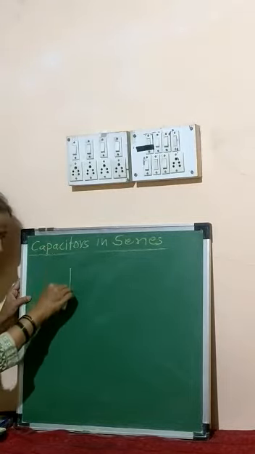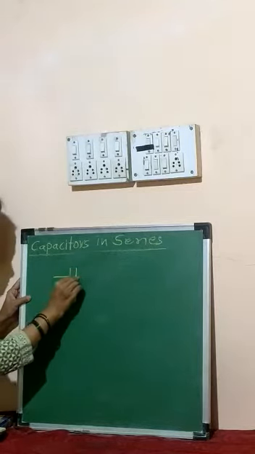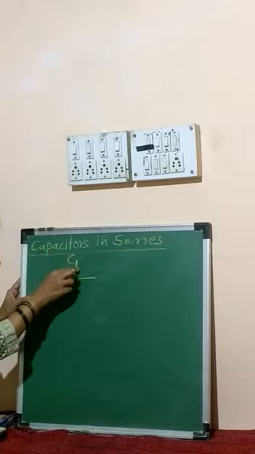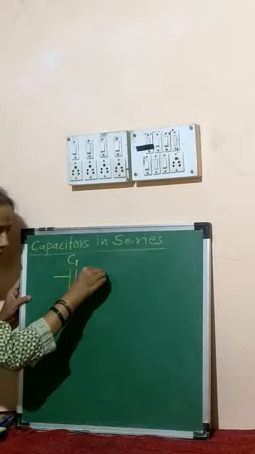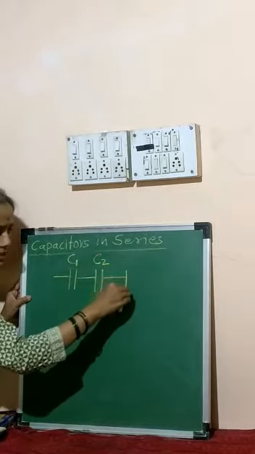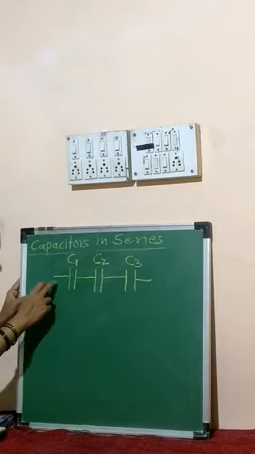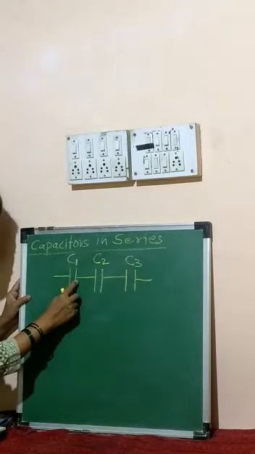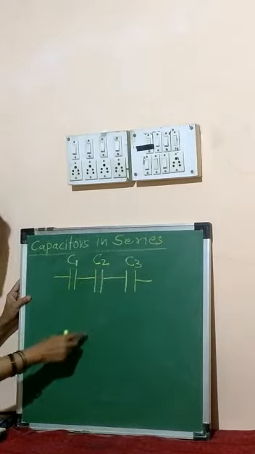Now a parallel plate capacitor consists of two plates. Let's consider this is the first capacitor having capacity C1. Here is the second capacitor having capacity C2, and here is the third capacitor having capacity C3. Capacitors are connected in series means the consecutive plates of the capacitors are connected to each other.